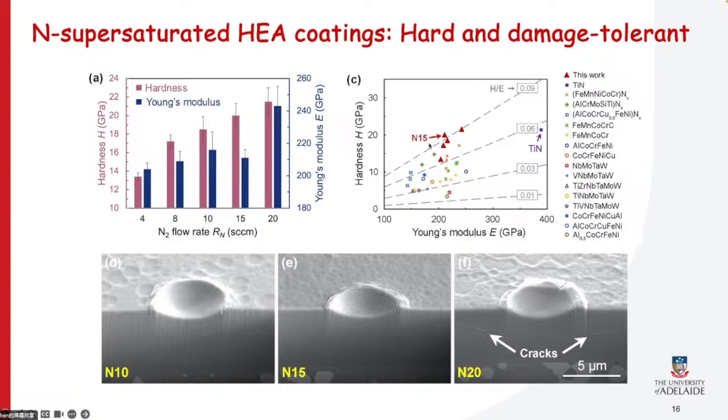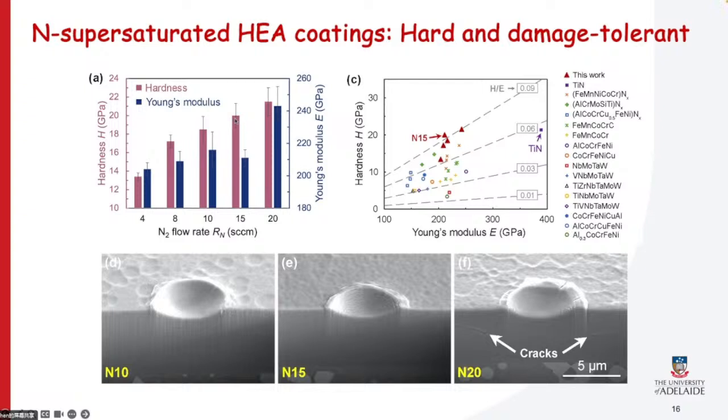We also looked at the H over E ratio. This H over E ratio is an indicator of resistance against elastic strain failure, which is a good approximation to rank the fracture toughness of hard coatings. As we can see, it's an H-E type plot, and this point is N15. It has a very high hardness value, which is comparable to ceramics.